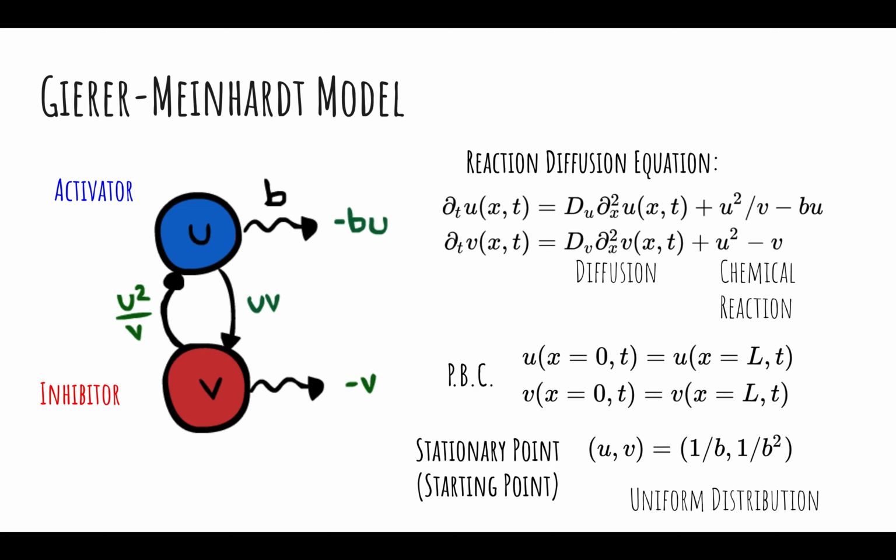Now we impose a periodic boundary condition on it, which means that at x equal to 0 and x equal to L, both U and V have the same value. Also, if we set the chemical reaction part equal to 0, we can solve for the stationary point, which is U and V equal to 1 over B and 1 over B squared. They're both uniform distributions, so that's the stable solution, and that's where we start.